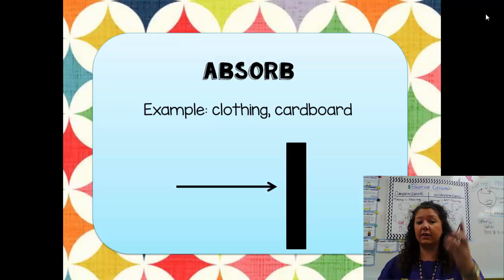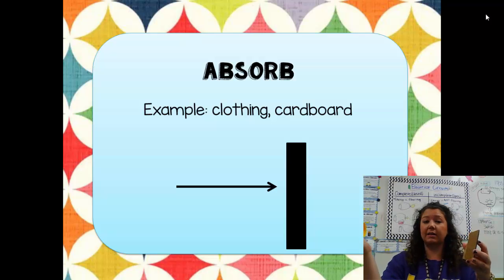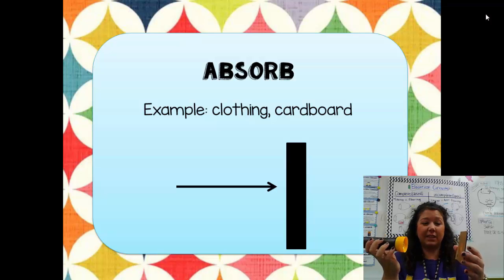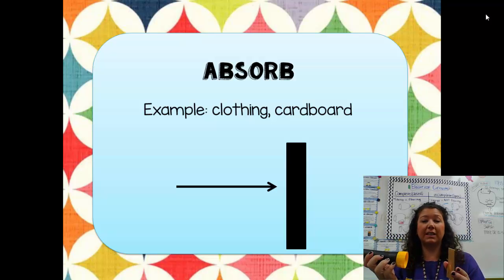Kind of like if I have this cardboard and I have my light source, the light hits the cardboard. Is it going through? No. It is simply being taken in, or absorbed, by the cardboard. So the pathway of the light is from the flashlight straight into the cardboard, just like the diagrams show.